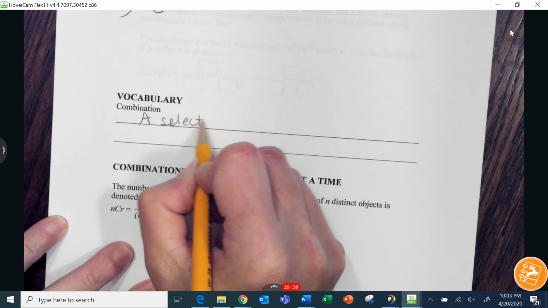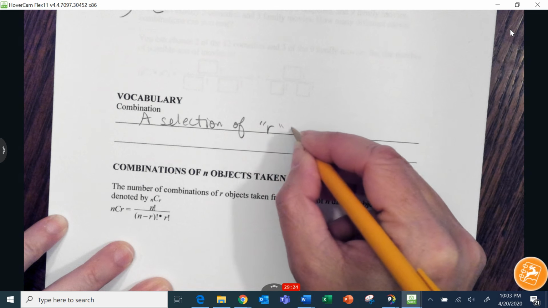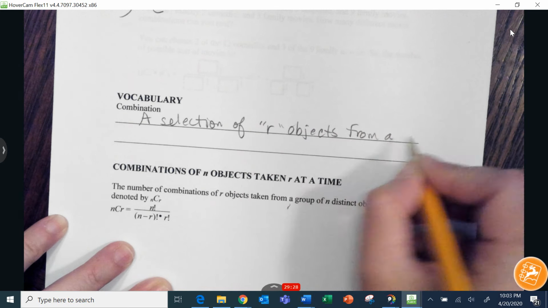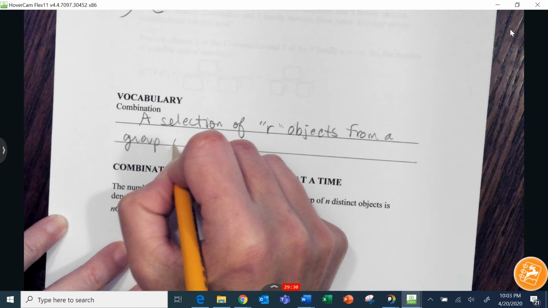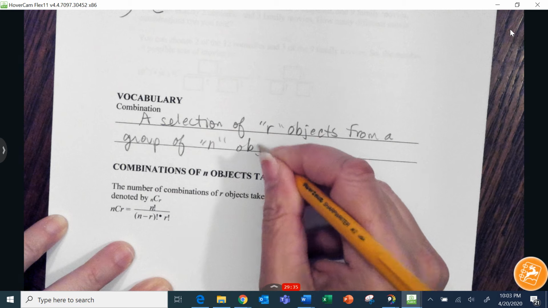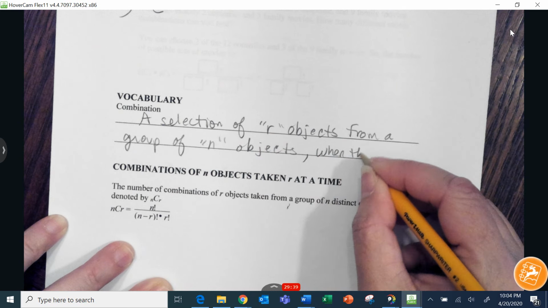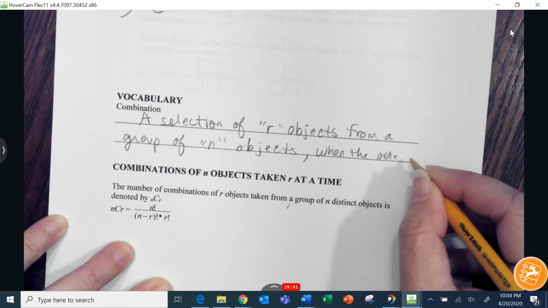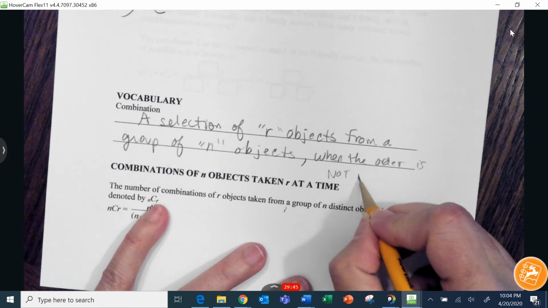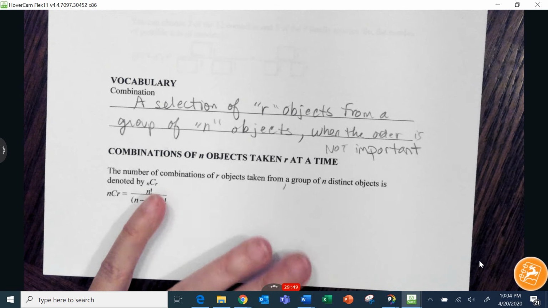A selection of R objects from a group of N objects when the order is not important. When the order is not important.